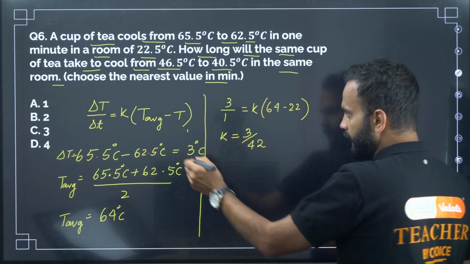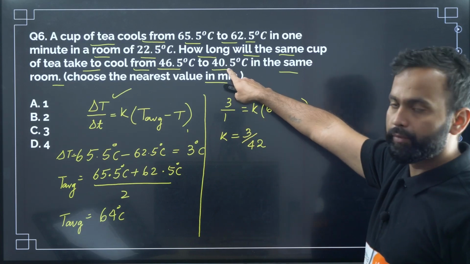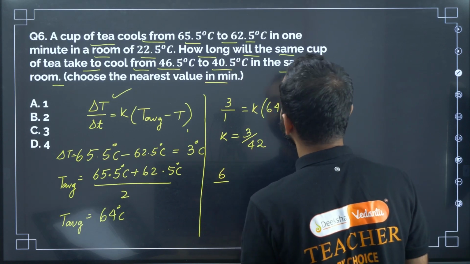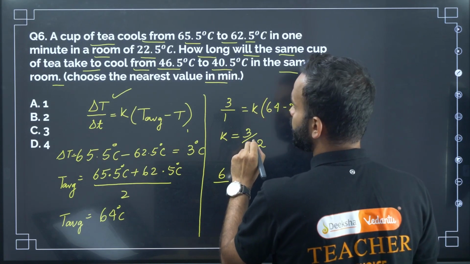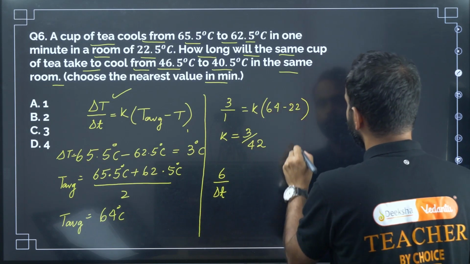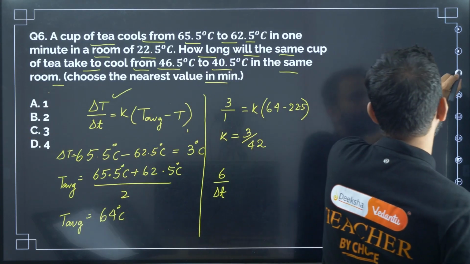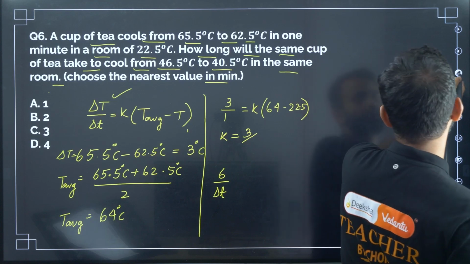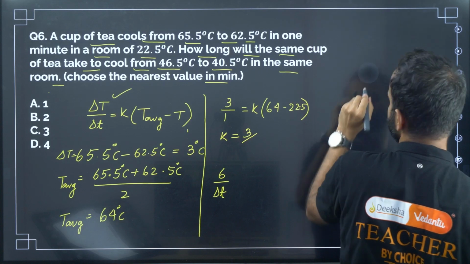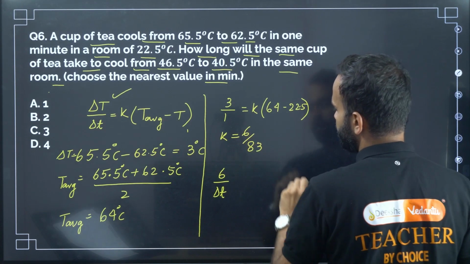So now again apply Newton's law of cooling. Now 46.5 degrees Celsius minus 40.5 degrees Celsius is 6 degrees Celsius. So now 6 divided by delta T. Sorry, this is 22.5 degrees, so this will be 41.5. 41.5 is 83 by 2, so 3 by 83 by 2 is 6 by 83. So here this will be 6 divided by 83.